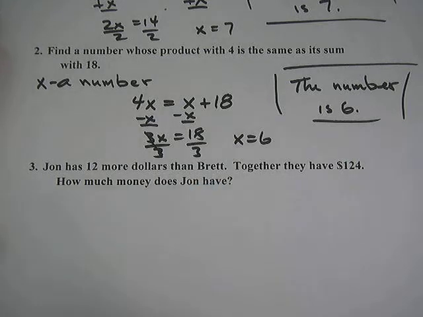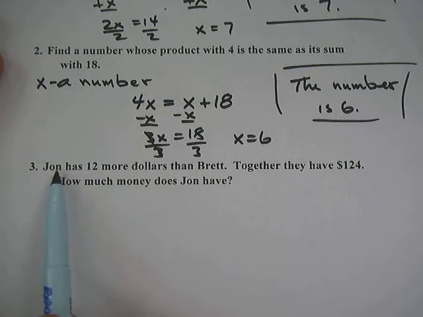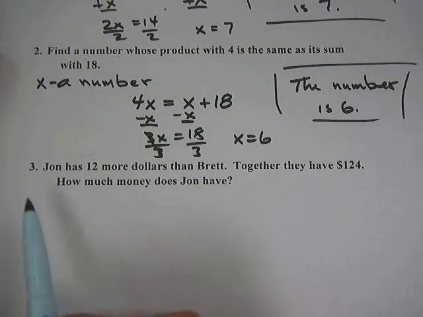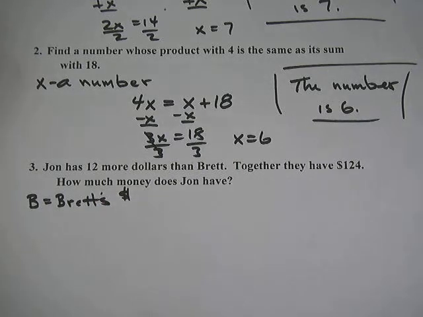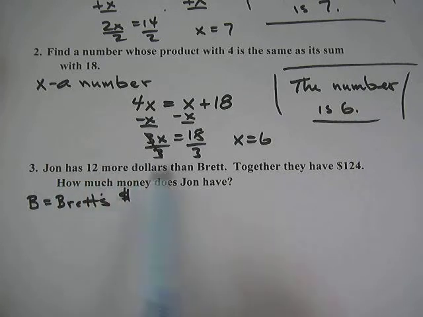So when you read this, it says John has $12 more than Brett. Which one is being described and which one do we not know anything about? Well, they're describing John. John has. But we don't know anything about Brett. Okay, so we're going to use the variable B. And we'll just call this Brett's money. Okay, so if B is Brett's money, then what is John's money?